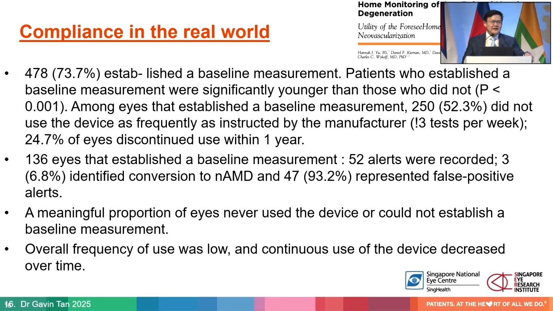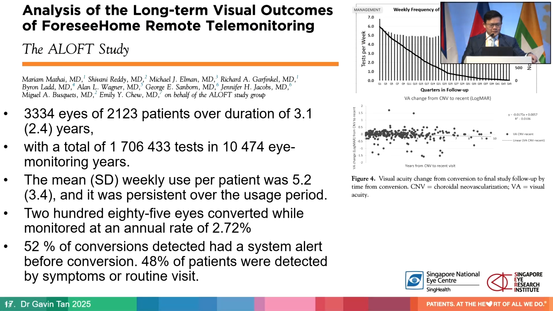And beyond accuracy, there are issues with compliance in the real world. This data was from a group of clinics in the US, which tried to evaluate how effective the 4C system was in their program, and they found that a meaningful proportion of eyes never used the device at all, and could not establish a baseline. Overall, the frequency of use was low, and continuous use of the device decreased over time. And that again is seen in the long-term results from the ALOF group, which found that over time, the frequency of use, as you can see up here on the right, decreased with time.